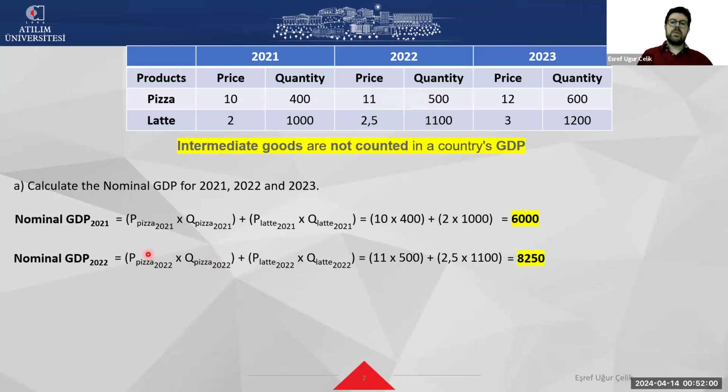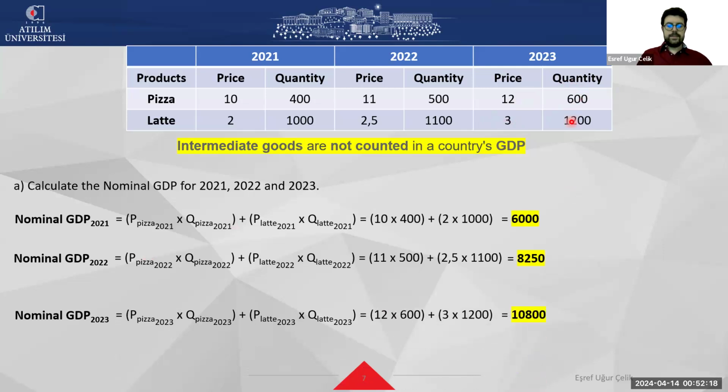And let's look at 2023. This time, for the price and quantity, we take the year 2023. So 12 multiply 600 plus 3 multiply 1,200. Okay, we find the nominal GDP part. Let's come to the real GDP part.